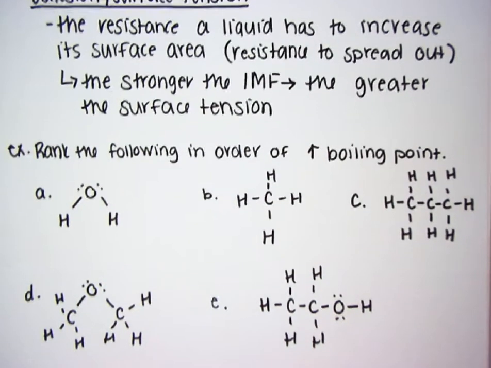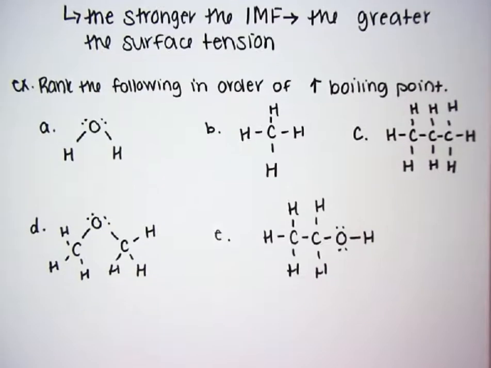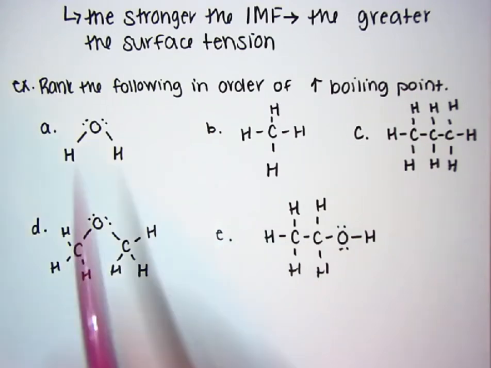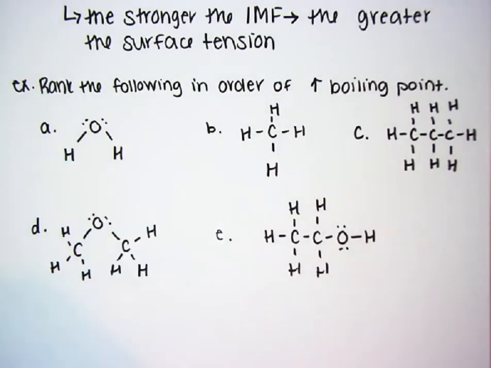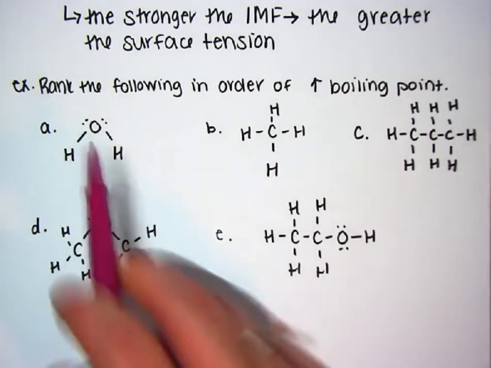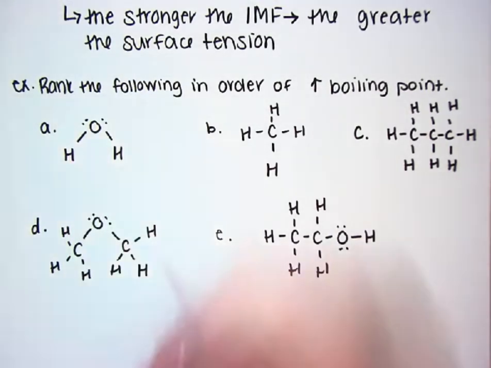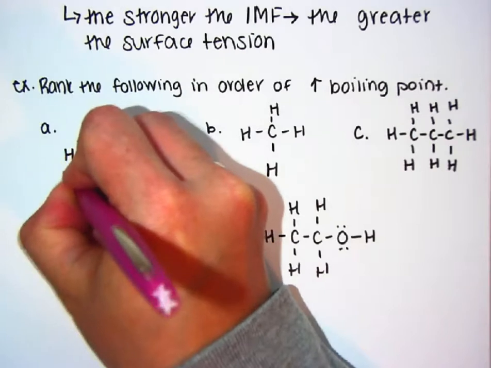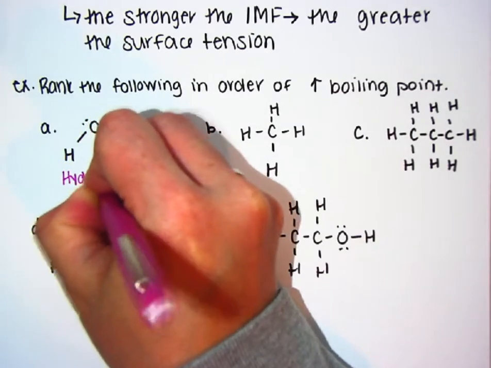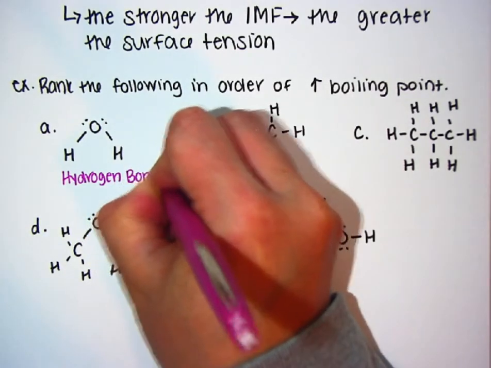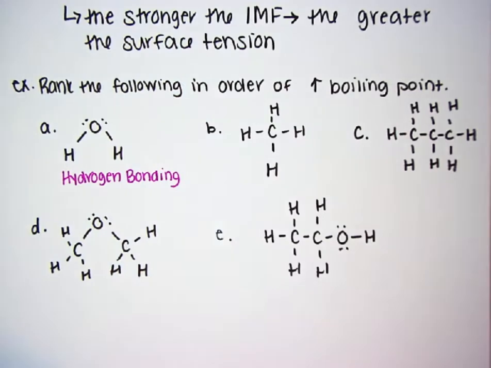So the first thing that we want to do is go through and figure out if they are polar, nonpolar, and then figure out the strongest intermolecular force acting on them. So A, water is polar, and I have hydrogen bonded directly to oxygen. So this one would be hydrogen bonding. Remember, for hydrogen bonding, we have to have hydrogen bonded to a small electronegative atom. We're looking for oxygen, nitrogen, or fluorine.